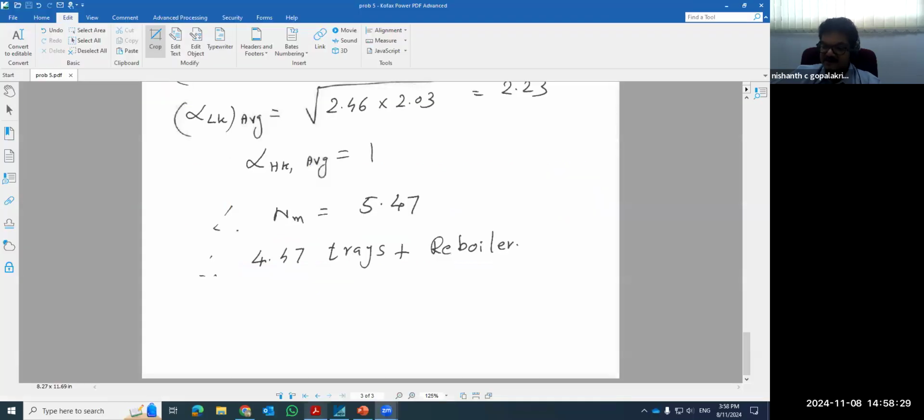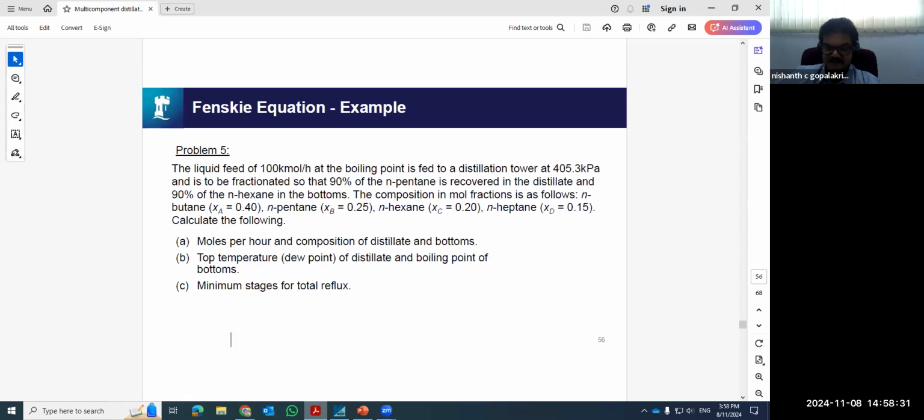You're right, it's 90%, but how much N-pentane is in the feed? See, the total feed flow rate is 100 kilomole per hour. And it's also given that of that feed, 40% is A, 25% is B, 20% is C, and 15% is D, right? So how much would be the moles of N-pentane in the feed?